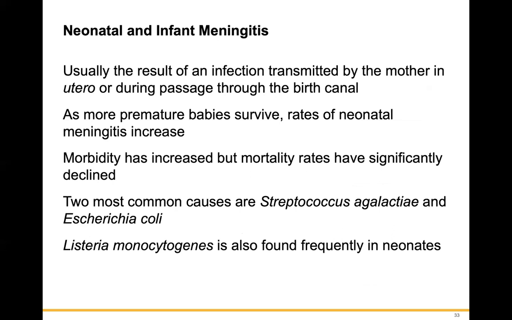Neonatal and infant meningitis is usually the result of an infection that's transmitted by the mother in utero or during passage through the birth canal. As more premature babies survive, rates of neonatal meningitis can increase. The morbidity has increased, but mortality rates have significantly declined. The 2 most common causes are Strep agalactiae and E. coli. Strep agalactiae is also referred to as GBS. All pregnant females in the 3rd trimester are tested for GBS. And if they are GBS positive within the vaginal tract, they will treat with penicillin just prior to giving birth to protect the fetus.